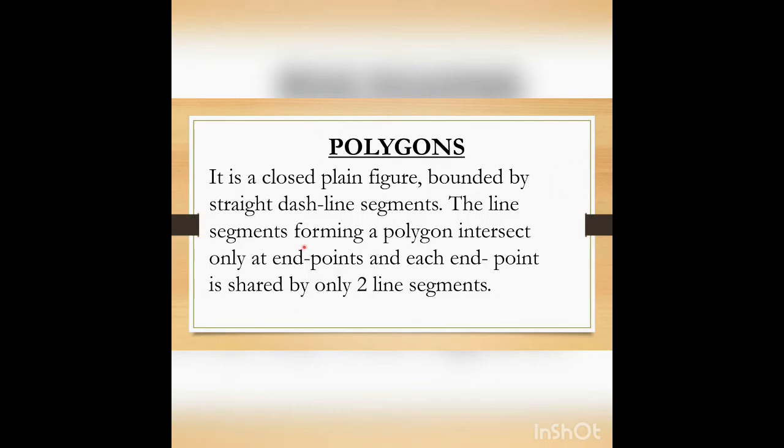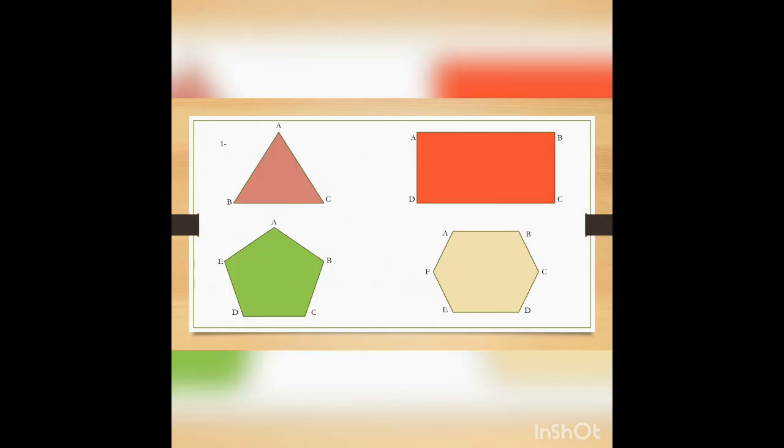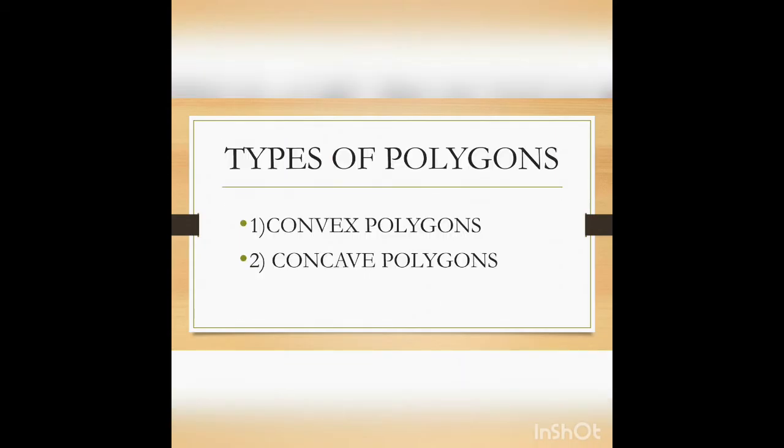The line segments forming a polygon intersect only at endpoints, and each endpoint is shared by only two line segments. To draw a polygon, we need at least three sides because then only you can obtain a closed shape. Now, types of polygons: convex polygon and concave polygon.